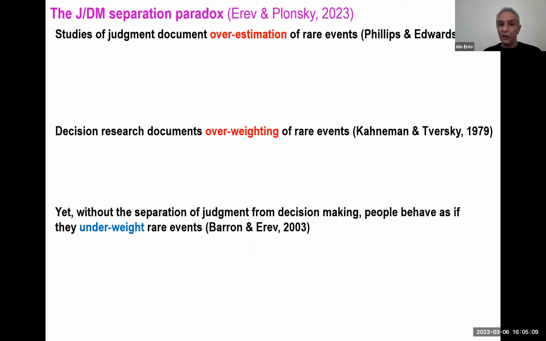Basic study of judgment suggests that people behave as if they overestimate rare events. Basic study of decision-making, when separated from studies of judgment, suggests that people overweight rare events. However, when you do not separate judgment from decision-making, then people behave as if they underweight rare events. So there is some problem. Let me now show you examples of studies that demonstrate this pattern.